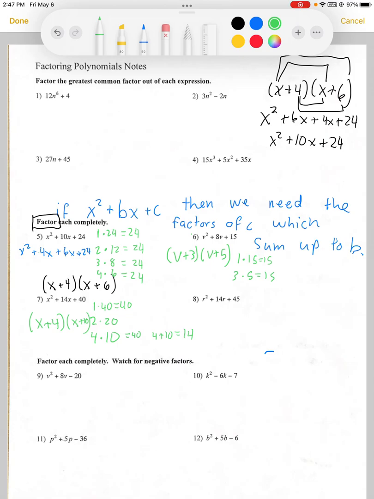And our last one, we have r squared plus 14r plus 45. Let's go ahead and list out everything we can think of that multiplies to equal 45. So it's going to be 1 times 45, 3 times 15, and 9 times 5. Ooh, 9 times 5. 9 plus 5 is equal to 14, giving us our answer of r plus 5 times r plus 9.